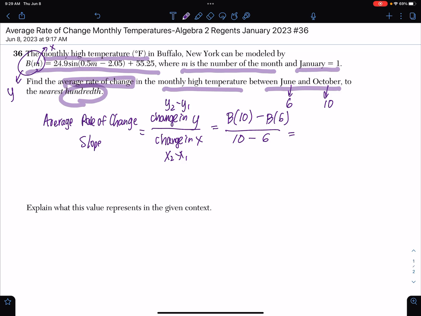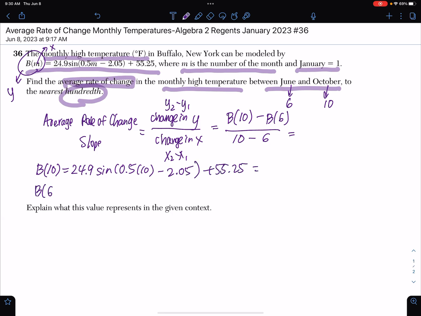So I'm going to show you exactly what I'm putting in a calculator. The first thing was B of 10. Wherever I see M in the formula, I'm plugging in the value of 10, and everything else is exactly the same. I'm going to do the same thing for B of 6. I'm copying everything exactly the same in the formula, and wherever I see the M, I'm going to put 6. And then I'm going to show you what I put in the calculator.